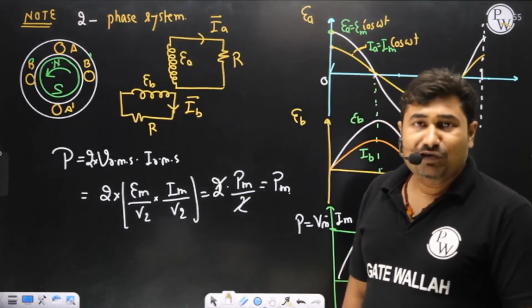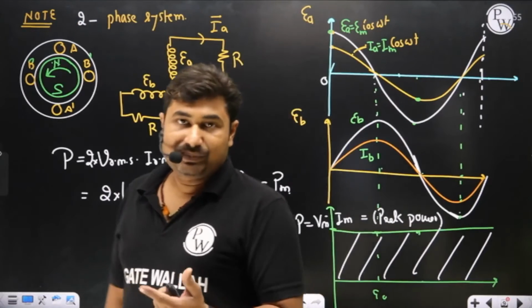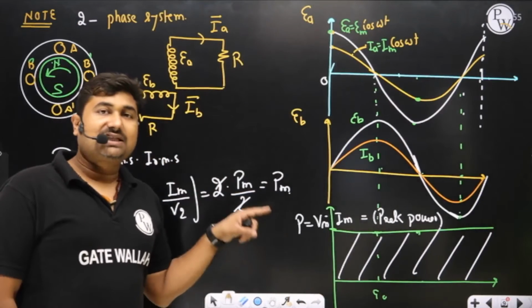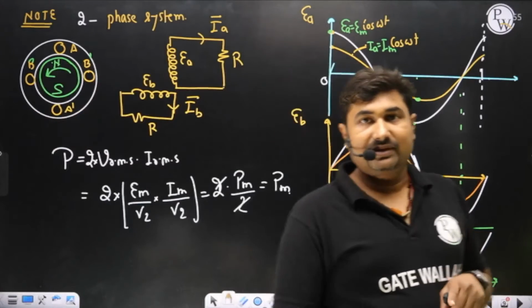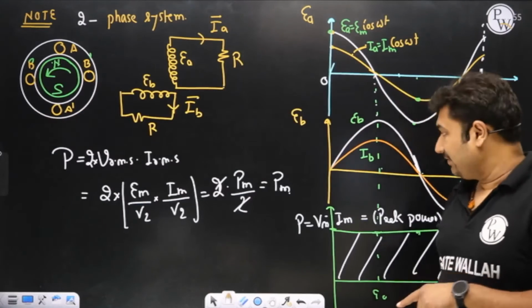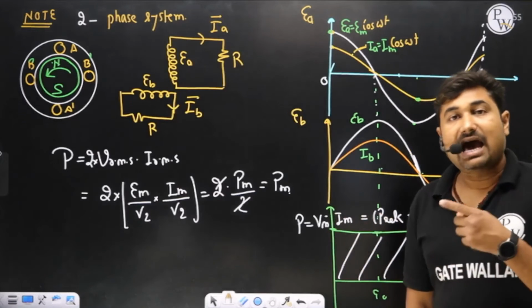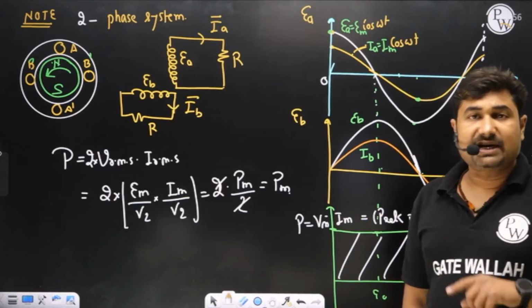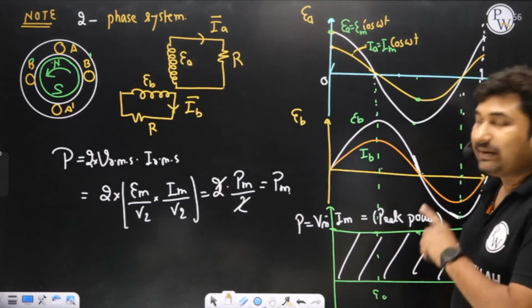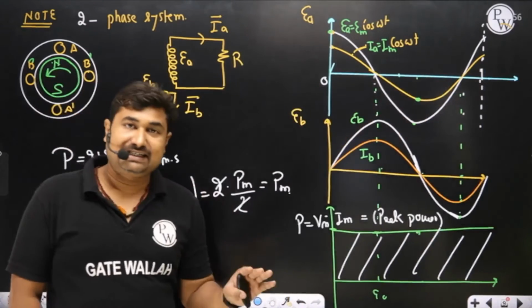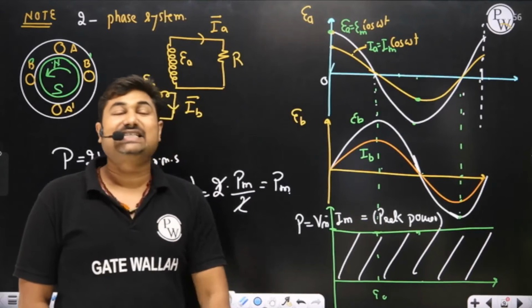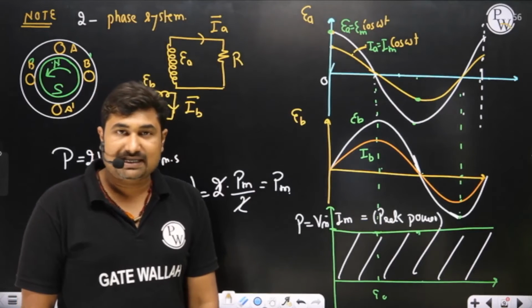In case of two phase, we found a great thing. The peak power that the generator can generate is equal to VmIm, that is peak power VmIm, and the effective power generated by the two-phase generator is also Pm. So it means two-phase will have a better power generation compared to a single phase. Is it okay? Are you able to understand this?